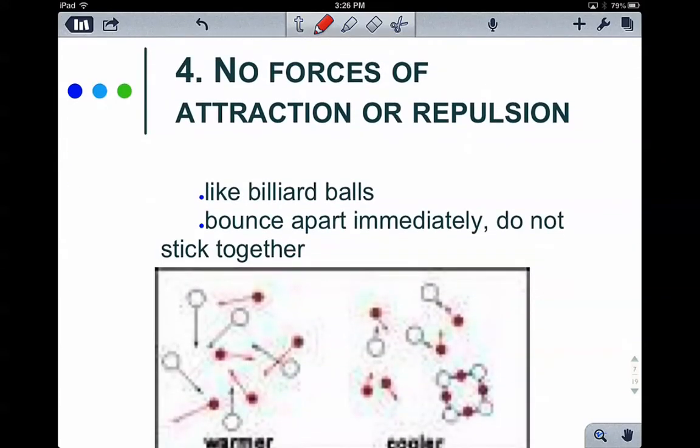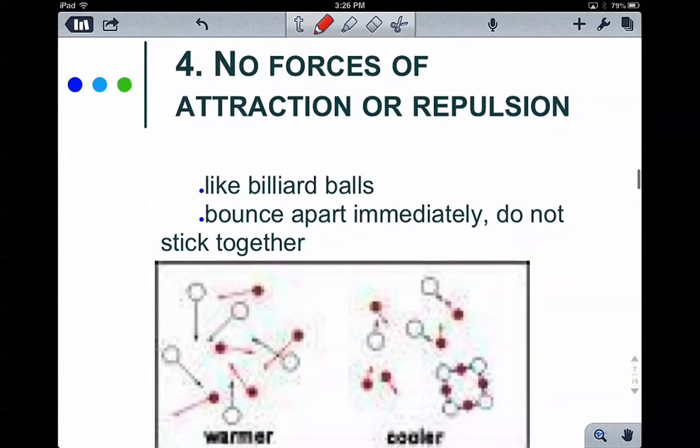The biggest one is that there are no forces of attraction or repulsion, in that the gas particles are not supposed to stick together. They're supposed to just hit each other and bounce off. But as the temperature of a gas drops, the particles are moving more slowly, and so they do actually have forces of attraction and repulsion. But again, these are assumptions of an ideal gas.